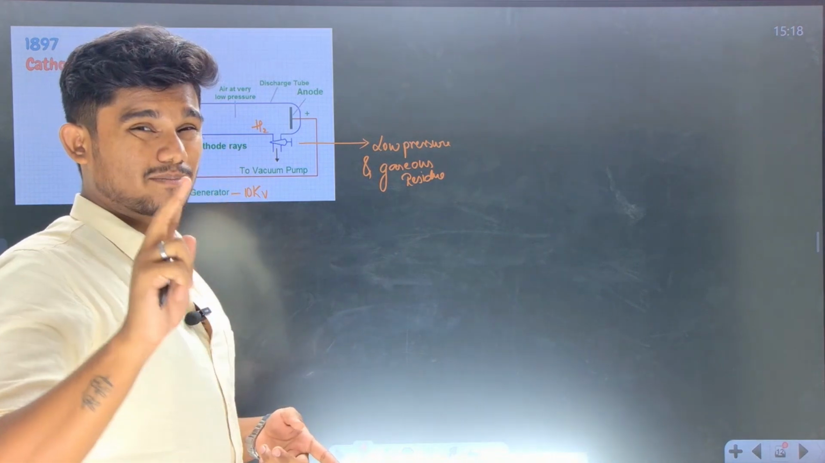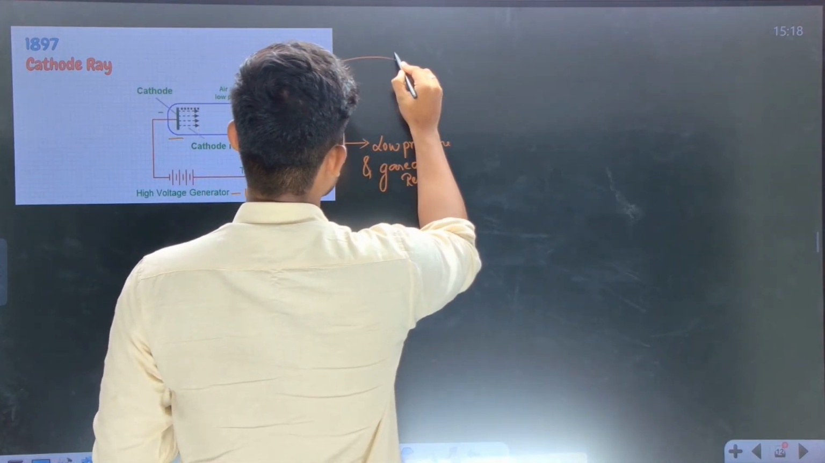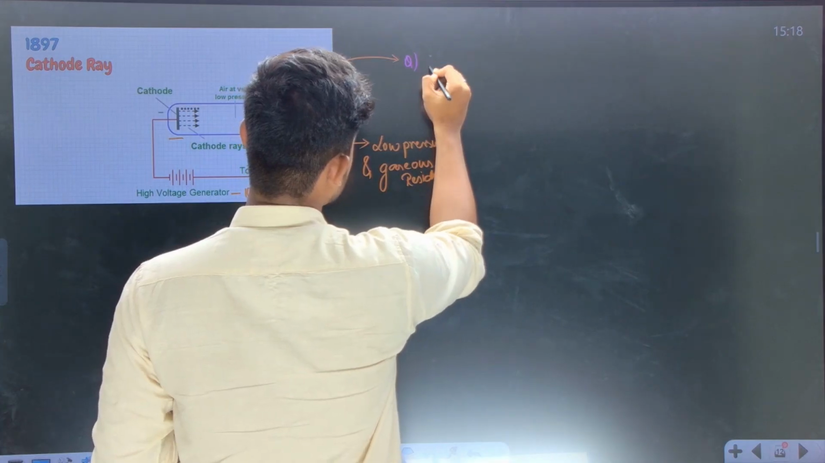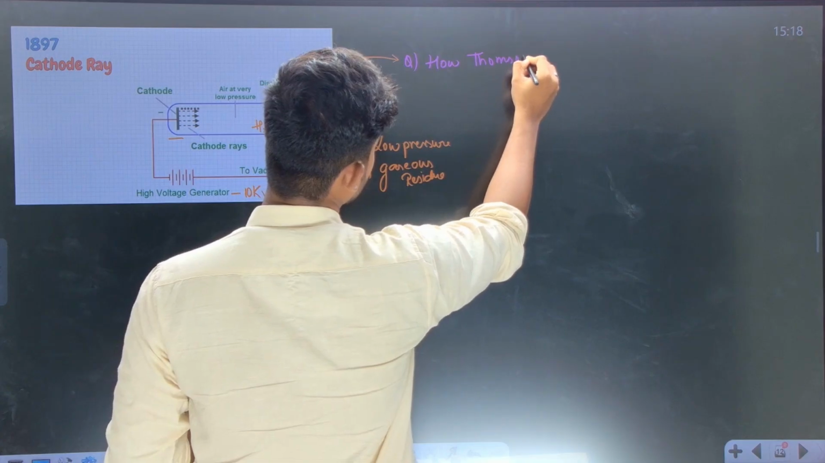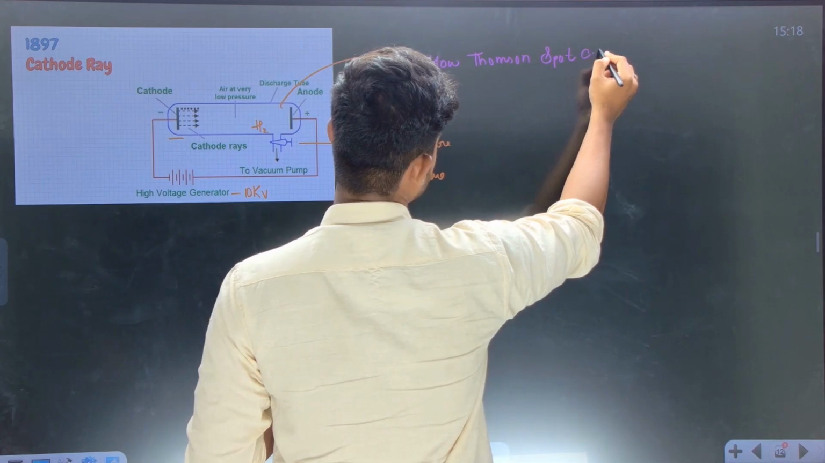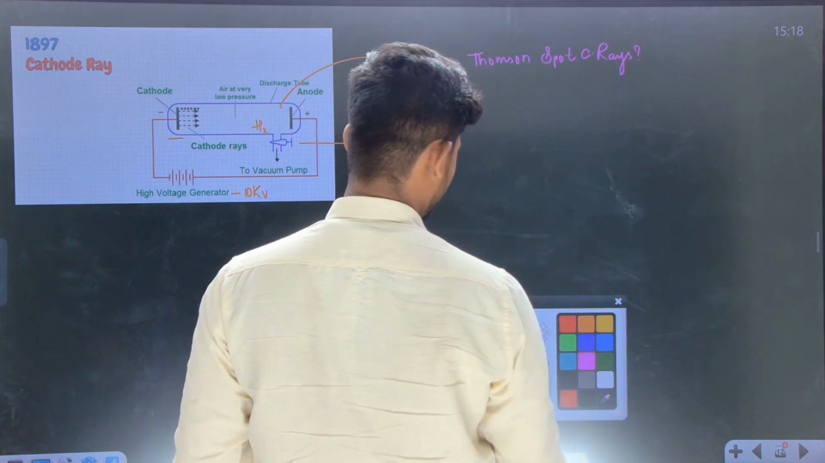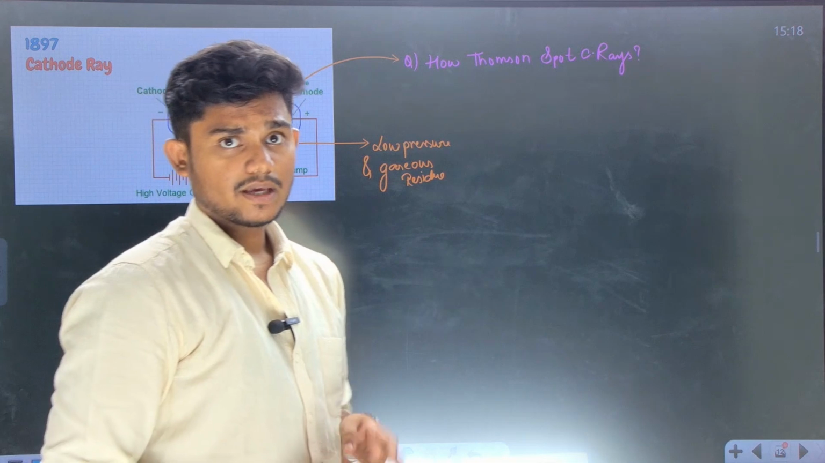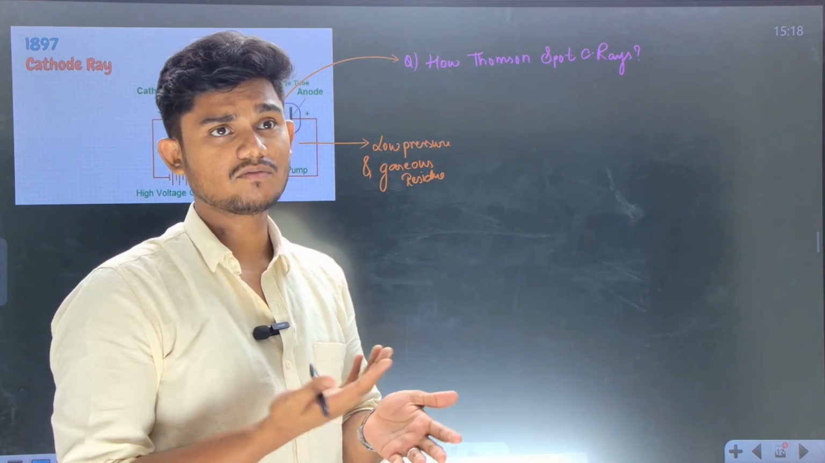There were two main reasons how he spotted those cathode rays. So in this experiment, the primary question that arises is how Thomson spotted cathode rays. That is a very critical question of this experiment, because for the time being there are two major reasons, and logically both of those reasons are right.